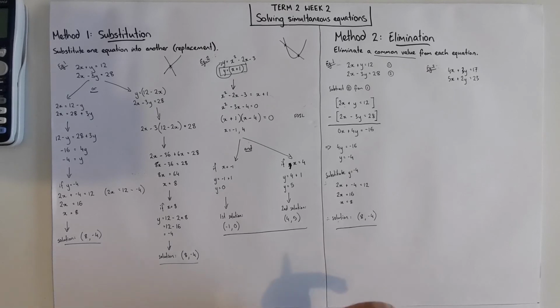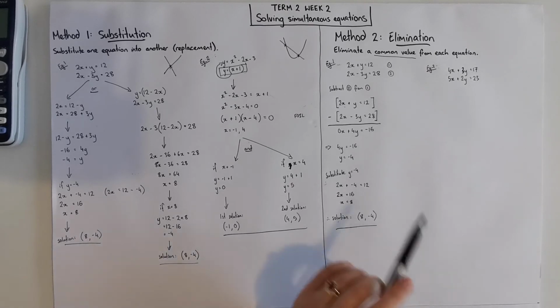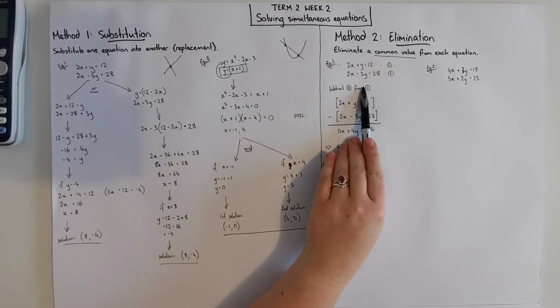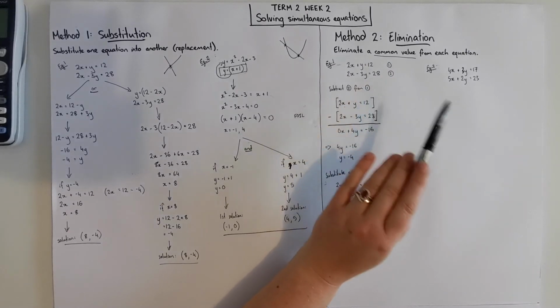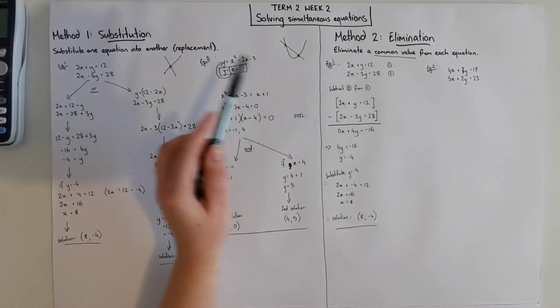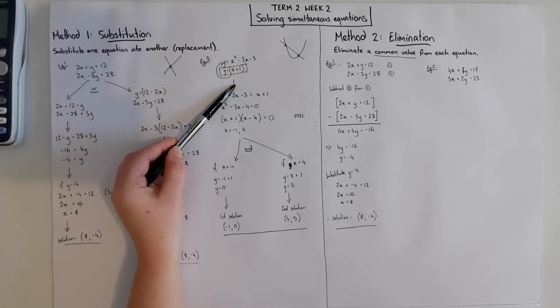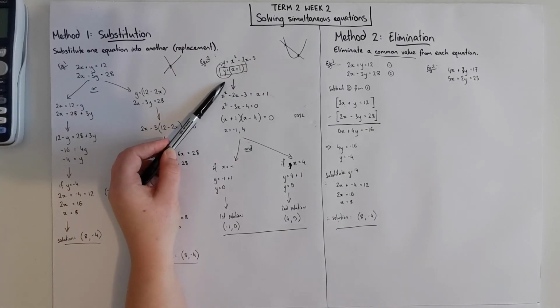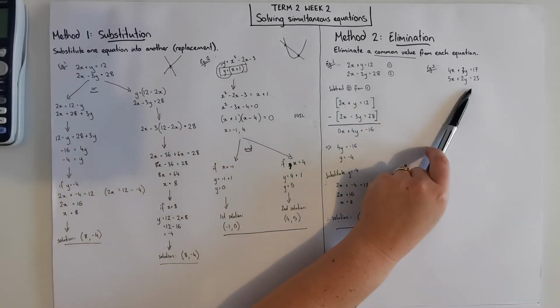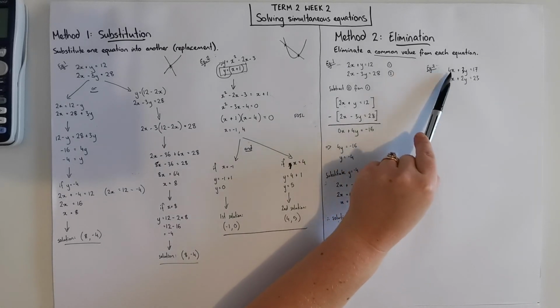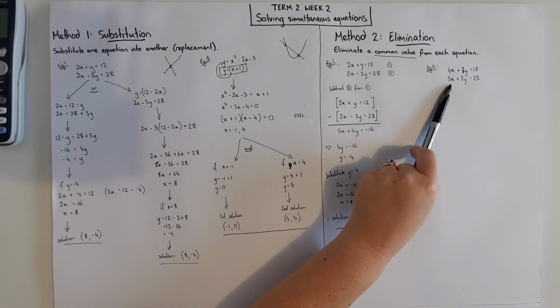Take a look and see what's different about this set of equations to our first set. Now, neither of these are a curve. That's different to what we did as our second example with our first method. They are still straight lines. However, the coefficients are all different.